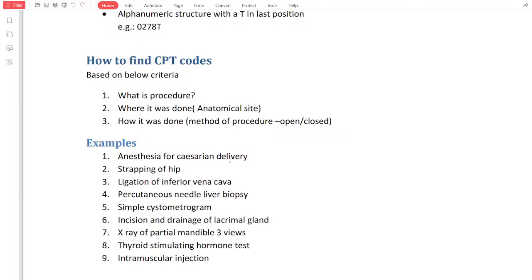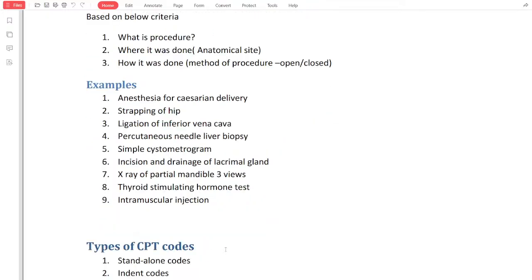First one, anesthesia for cesarean delivery. It's a direct question. So here the procedure done is anesthesia. And where it was done, the anatomical site, is a cesarean delivery, so it's a stomach related thing. And how it was done, the method of procedure, is a cesarean delivery. Clear. Also strapping of hip, ligation of inferior vena cava, percutaneous needle liver biopsy, simple cystometrogram, incision and drainage of lacrimal gland, X-ray of partial mandible three views, thyroid stimulating hormone test, intramuscular injection. So these are some examples.